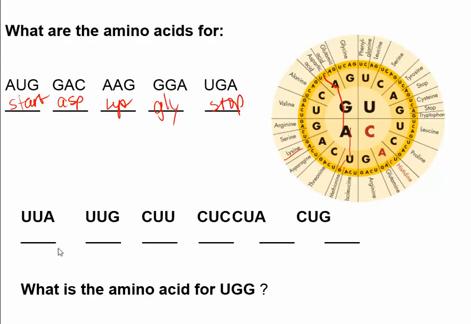So see if you can stop the video and go ahead and do these. What's the amino acid for UGG? UGG. That's right, tryptophan.